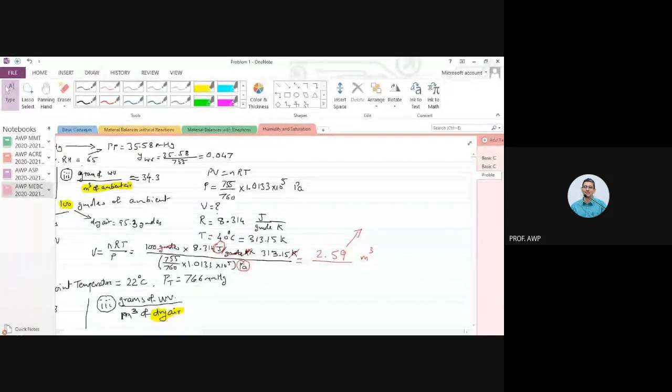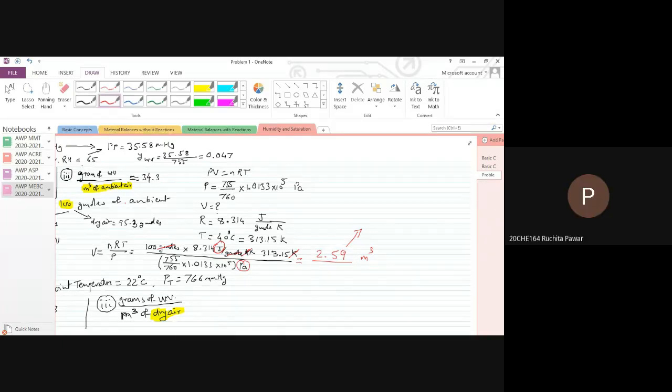Is that what you get, Ruchita? Is that what you are getting by your calculations? 2.37, I guess. How did you get that? 100 multiplied by 8.314 multiplied by 313.15. Oh, sorry. It's 2.59.